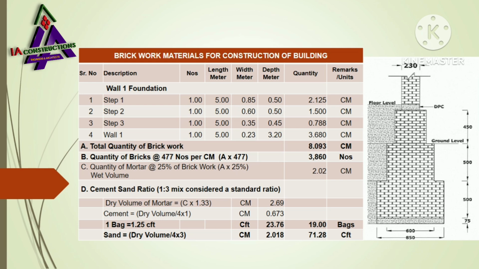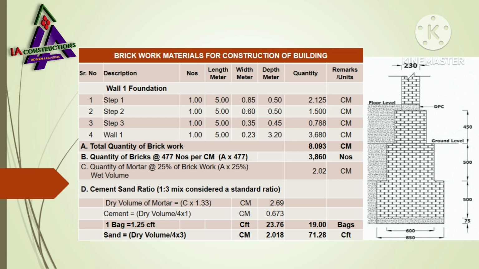8.093 cubic meter. Next step is to find out total quantity of bricks required. For that we have a simple formula. 1 cubic meter of brickwork is equal to 477 bricks. So we have to multiply total quantity of brickwork with 477. Hence in serial B of my table we find out 3860 numbers of bricks.